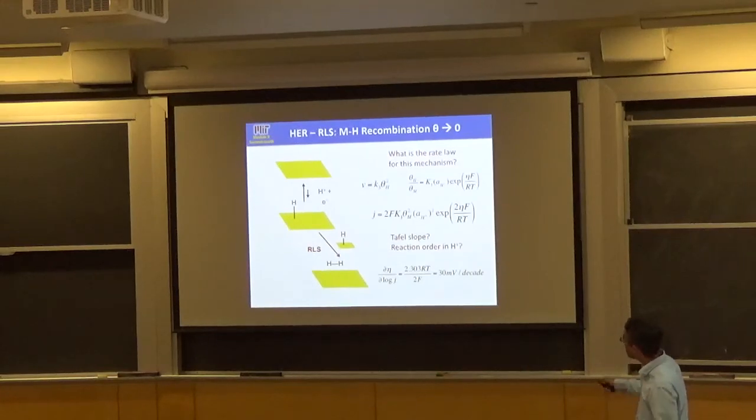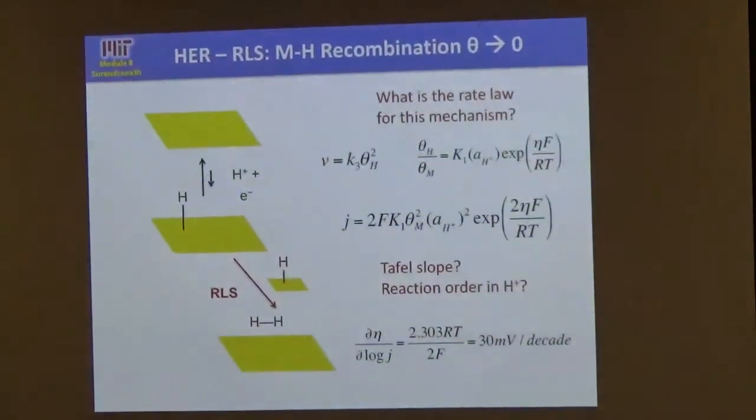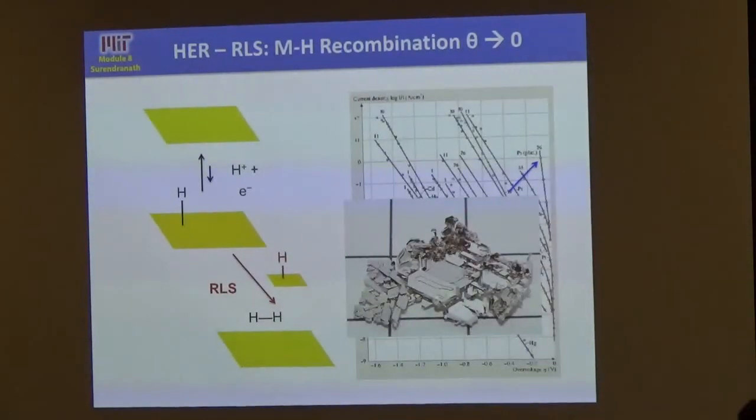Again, as before, we saw that there would be a second order dependence in H, and that's exactly what we also observed here. It turns out that platinum electrodes, which happen to do hydrogen evolution reversibly, actually exhibit this behavior. So their Tafel slopes are on the order of 30 millivolts per decade, and that's because it's thought that they proceed via this type of mechanism of combining two H's to make H2.